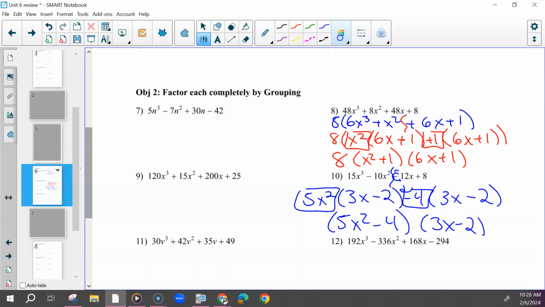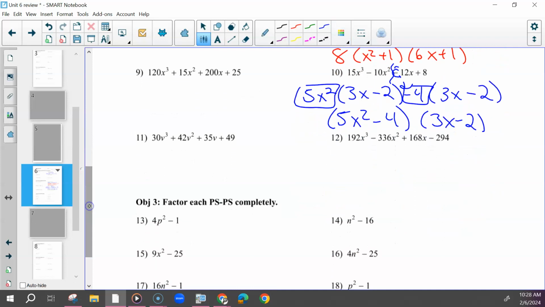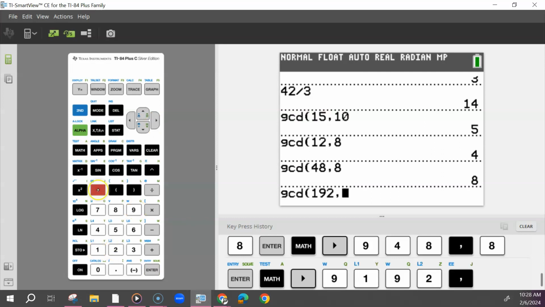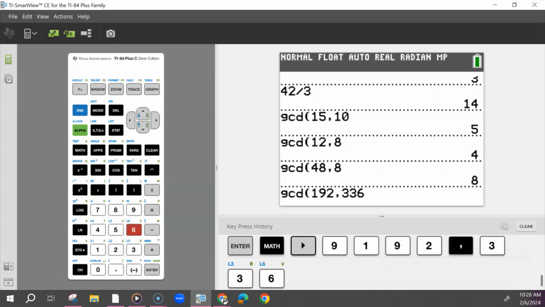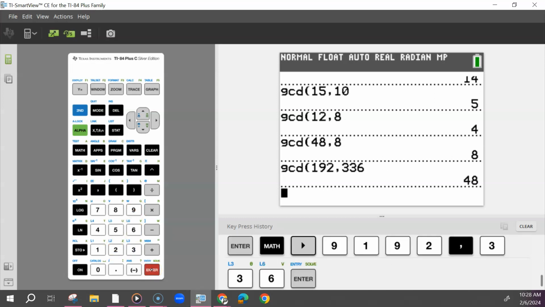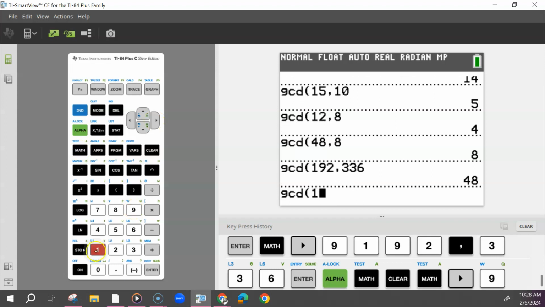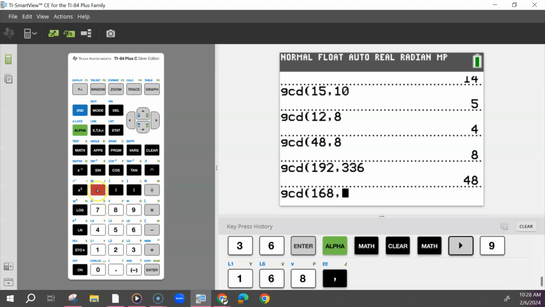12. Okay. Yeah, that one's easy. When you see big numbers like this, find a GCF. See what do these have in common instead of trying to go forth with it. We have 192 and 336, 48, and that's the wrong thing. 168 and 294.